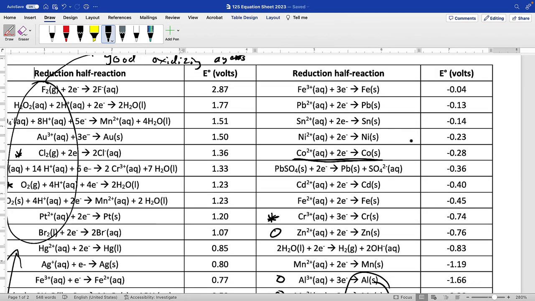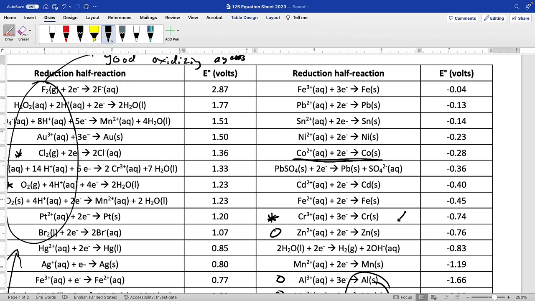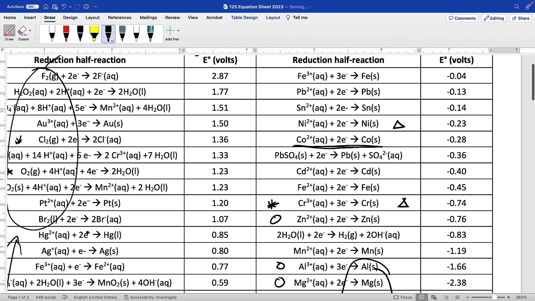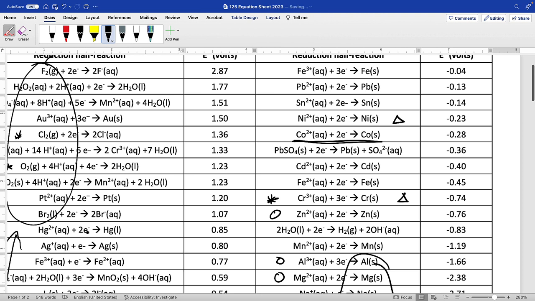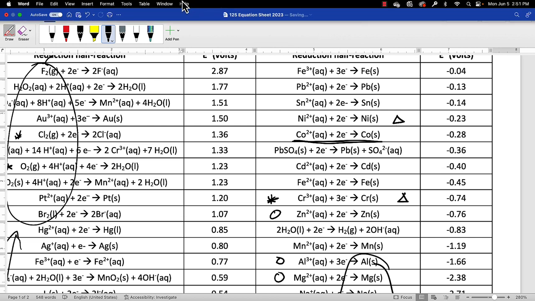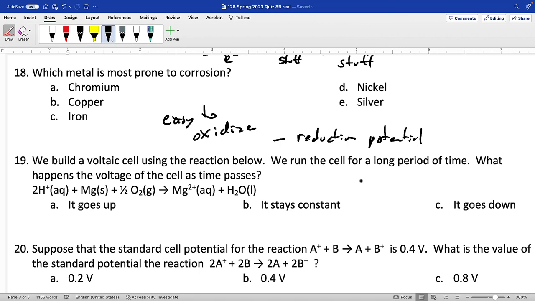So we had chromium, which was one of the ones we were looking at. We were looking at nickel. We had silver, and we know silver is way over on this other side, so that's not as easy to oxidize. We had iron. So the one that was easiest to oxidize on that list was chromium. So we can see chromium was our best choice because it was the easiest to oxidize of all the metals on that list. Okay, it was lower down, it had a more negative reduction potential.